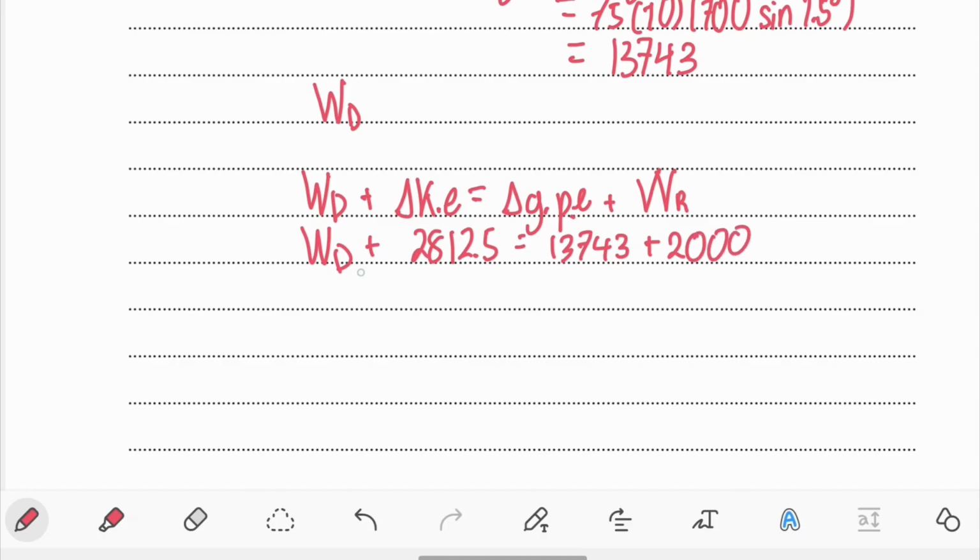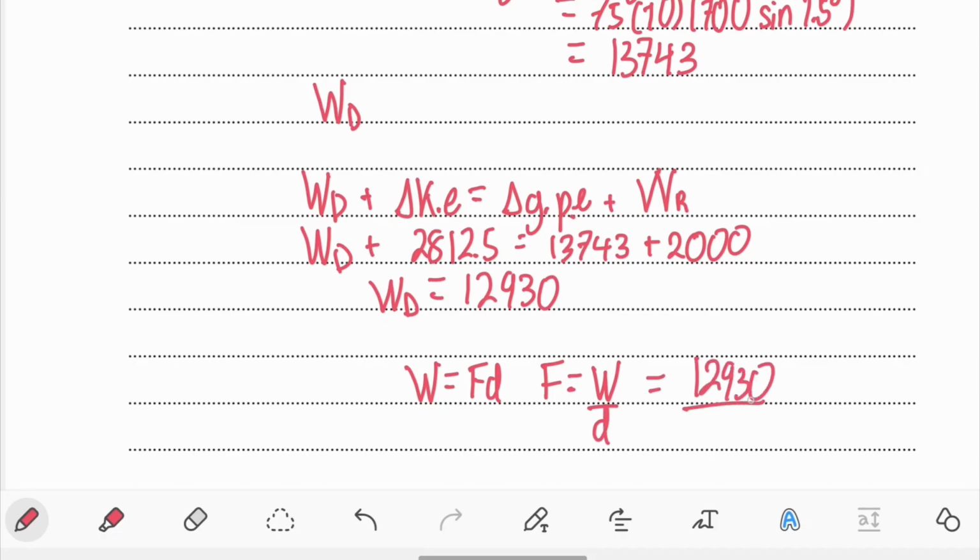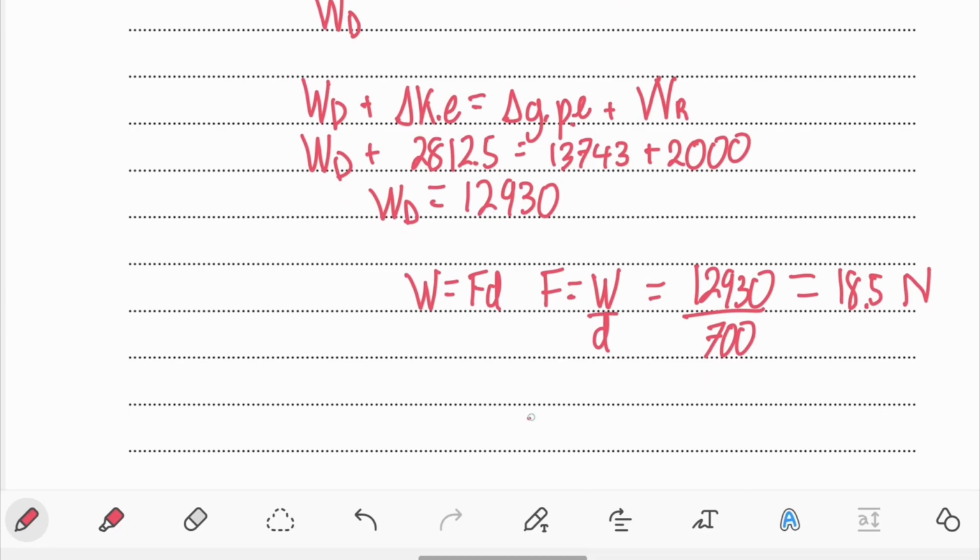When you plug in your values and evaluate, the work done by the driving force will be 12,930 joules. We know that work is equal to force times distance. So if we want to get the force they asked us for, we need to divide our work by the distance. We divide 12,930 by the distance moved, which was 700, and we get 18.5 newtons. Therefore, F is equal to 18.5.